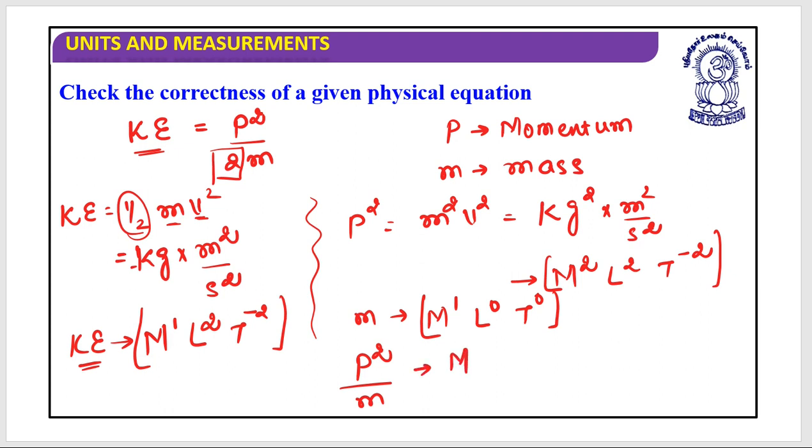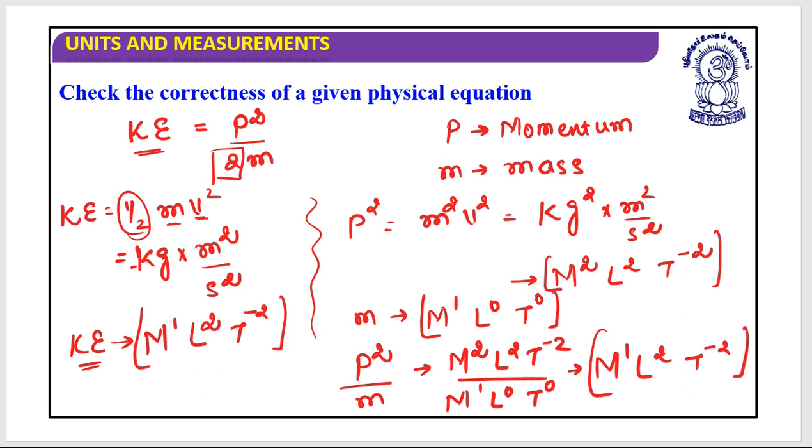So p square by m will be p into L2 t minus 2 divided by m1 L0 t0. So on the upper side it would be m2, on the lower side it would be m1. So what I should write is m1 L2 t minus 2. Now these are the dimensions of the right hand side.